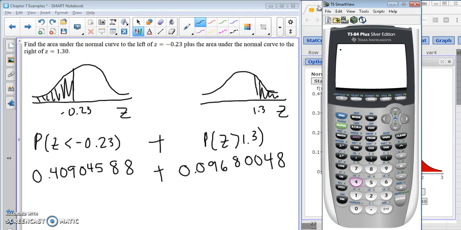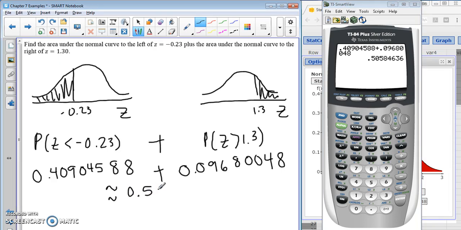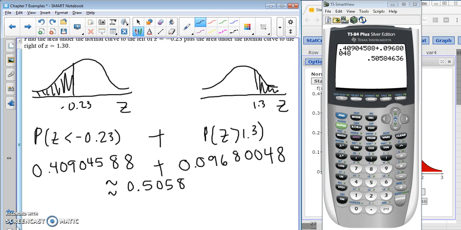So let's add those together here on our calculator. So we have 0.40904588 plus 0.09680048, and we get approximately 0.5058, right? So this is one way to do that. So another way to do this, right? We think about this. We draw on our curve here, and we're adding those two together.